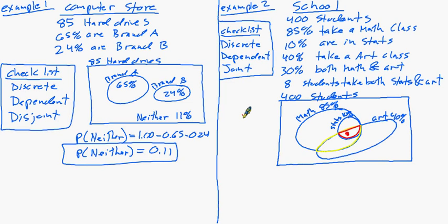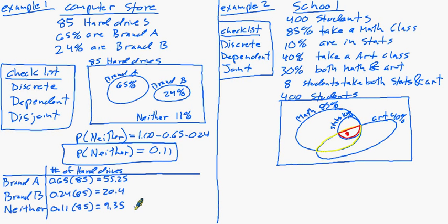All right, so now those look pretty good. What I find to be convenient, because these are both dependent variables, and so the probabilities will actually change with multiple events, is to just make a table of some initial numbers, which would look something like this. We have our brand A, brand B, and neither. 65% of our 85 hard drives, 24% of the 85 hard drives, and 11% of our 85 hard drives gives us these.